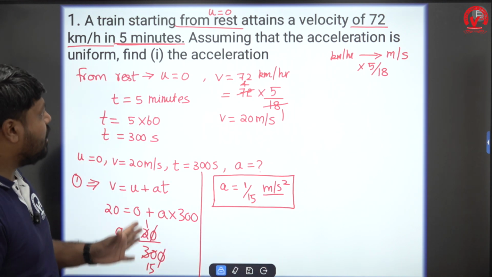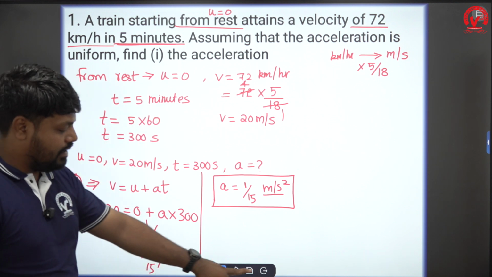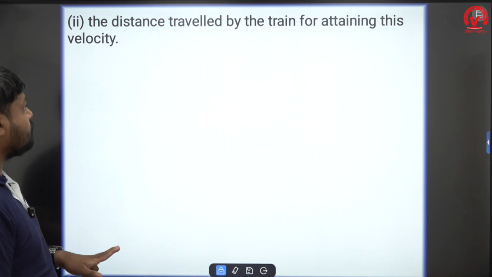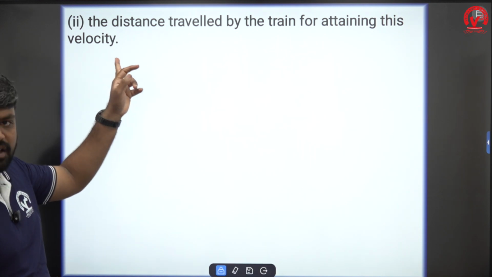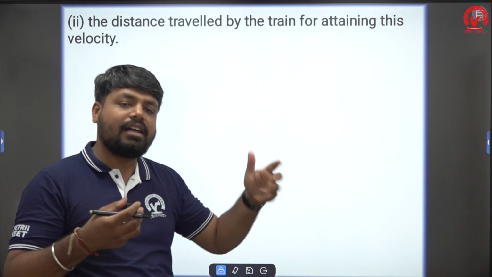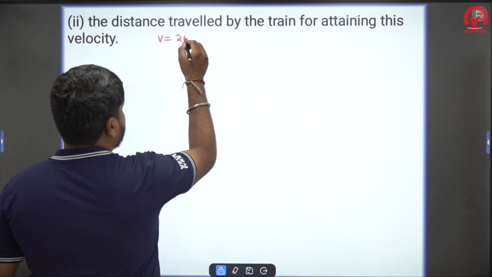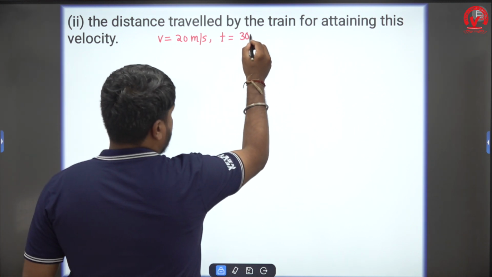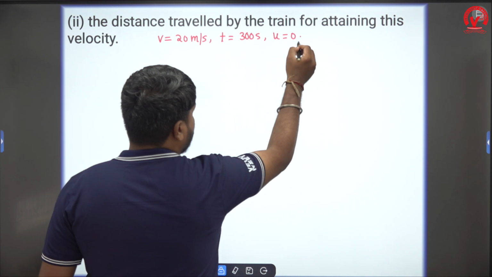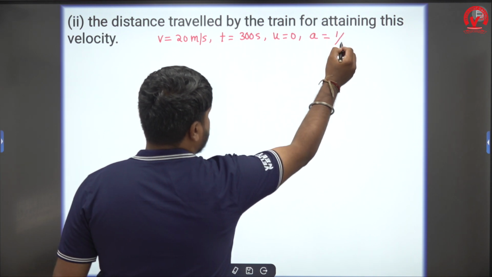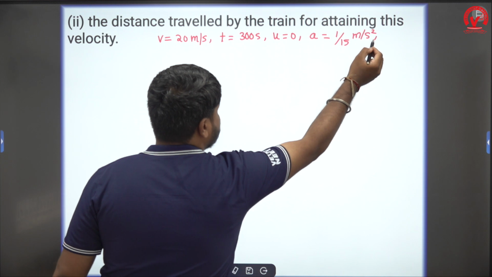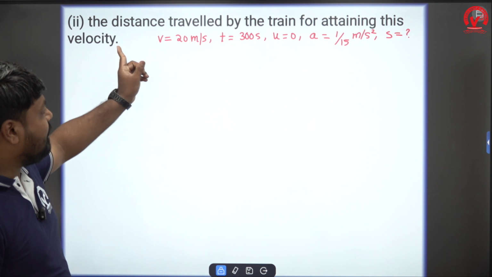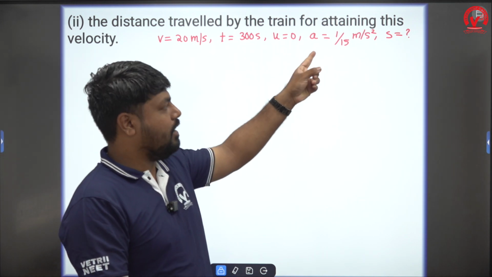Don't forget. Okay. Same question, there is a second part. Here, the distance travelled by the train for attaining this velocity. How much distance is travelled for attaining the velocity? What is the final velocity? 20 meter per second. What time does it take? T is equal to 300 seconds. And we got u is equal to 0 and acceleration as 1 by 15 meter per second square. What distance does it travel? So the question is s is equal to question mark. See here, we know v, t, u, a, and you have to find s.